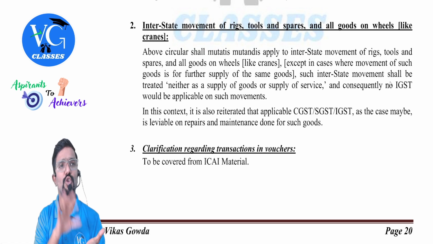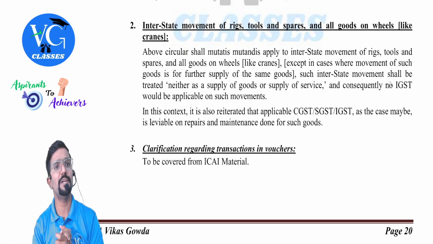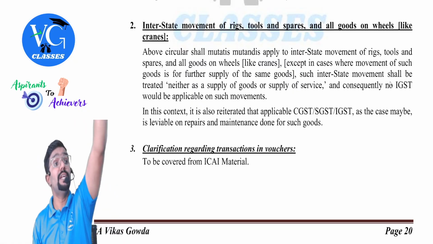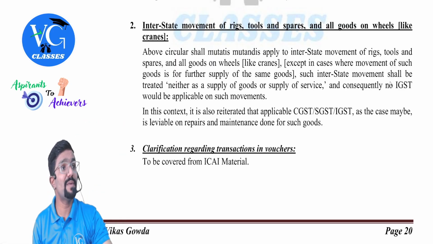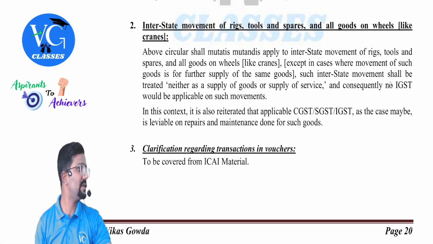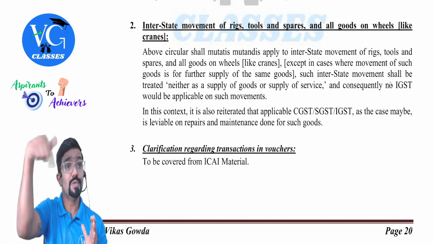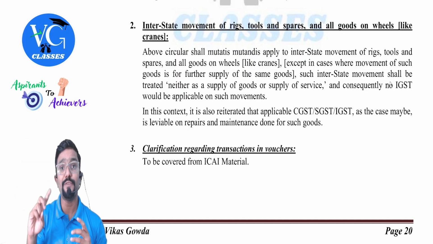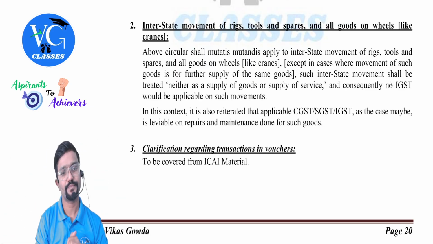When we are sending these tools or rigs and all from Bangalore branch to other branch, sir, will it be a supply? No. Sir, what if I have sent it to further sell it in that branch? Then it becomes my output. Sir, is it a supply? Yes, it will be a supply. Very simple. If I have sent it from my Bangalore branch to other branches to use it in the manufacturing process, then it is not a supply. If I have sent it to further sell it, then it will be a supply.